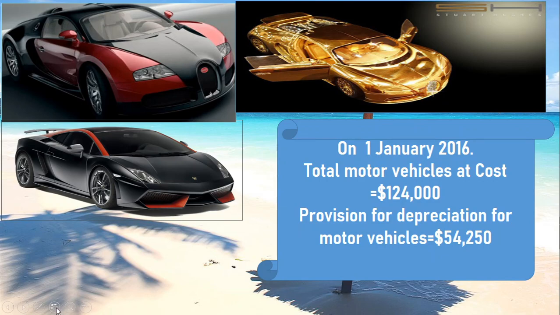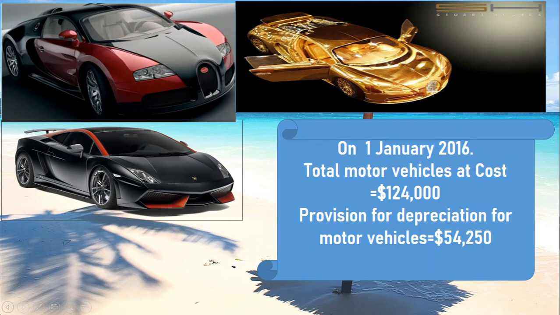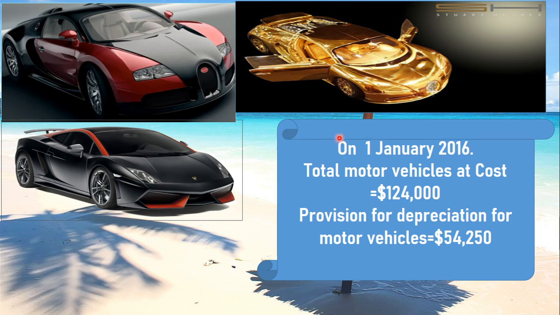And the provision for depreciation on this date, January 1, 2016, was 54,250. So what does this indicate? This indicates that at the beginning of January, the total motor vehicle cost is 1,24,000 and the accumulated depreciation is 54,250 so far.